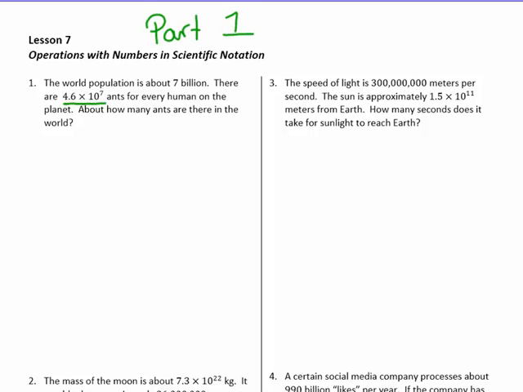And usually we would do adding and subtracting first, but we're actually going to do multiplying or dividing first. So the world population is about 7 billion. There are 4.6 times 10 to the 7 ants for every human on the planet. That's a lot. How many ants are there in the world? So the first thing I want to do is take this 7 billion, which is 7 with 9 zeros, and write that in scientific notation.